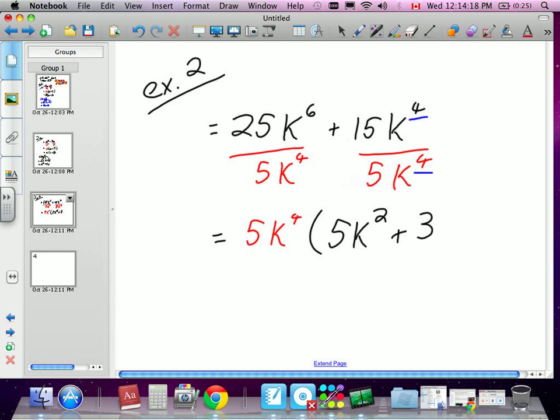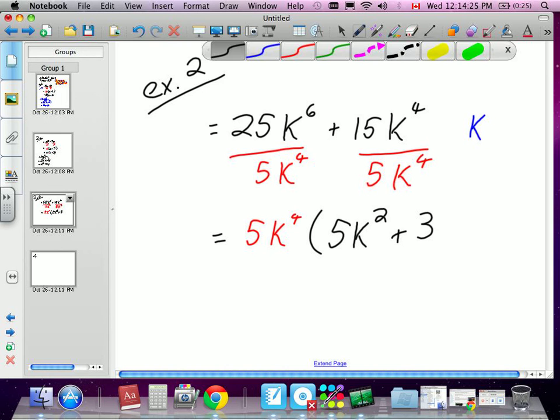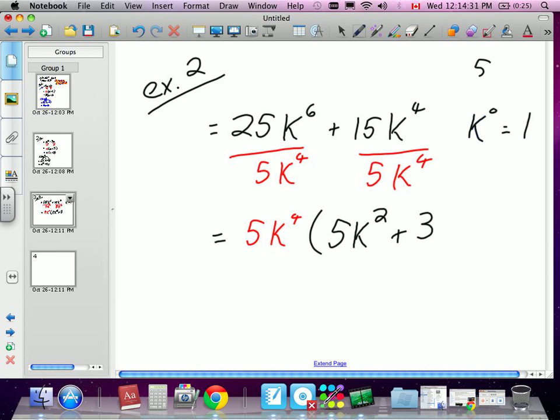Another way you can look at that, it would be k to the power of 0. What would k to the power of 0 be? 1. What's 5 to the power of 0? 1. Anything to the power of 0 is 1. So I could put 3 times 1. Does that change anything? Still just be 3. So we can just take the exponent right out. So our final answer for our greatest common factor is 5k to the power of 4 multiplied by the brackets 5k to the power of 2 plus 3.